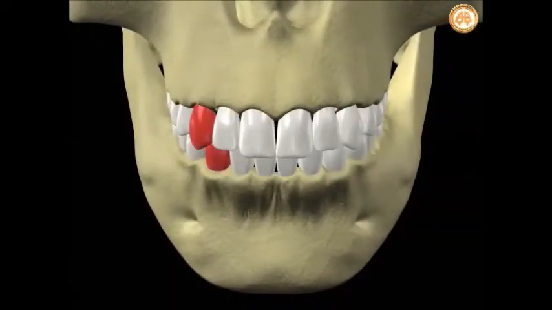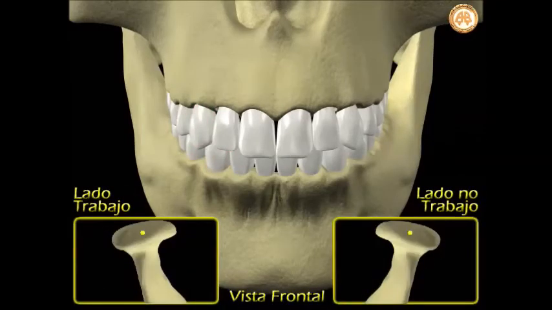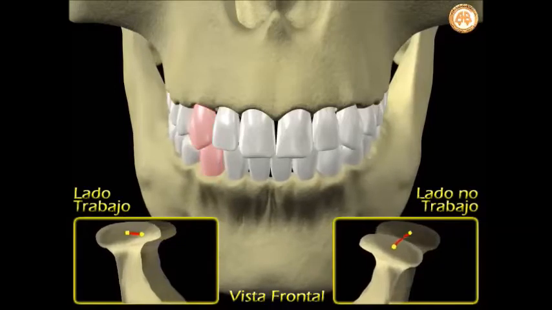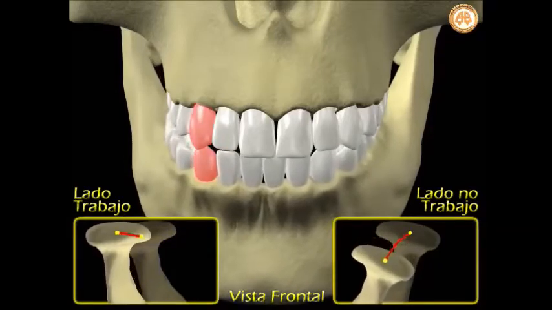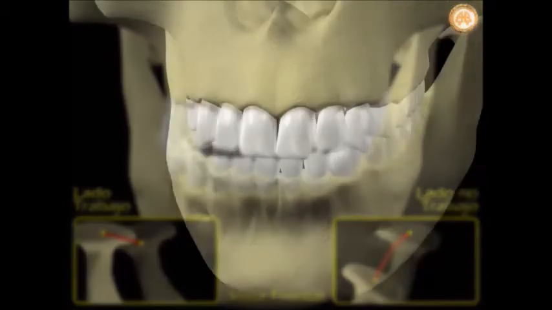In right lateral excursion, the 1-3 and 4-3 will work against each other whilst the mandible moves to the right. The working side condyle will rotate and move laterally, whilst the orbiting condyle moves forward and medially.